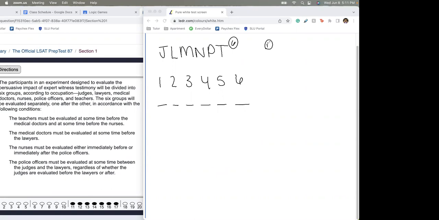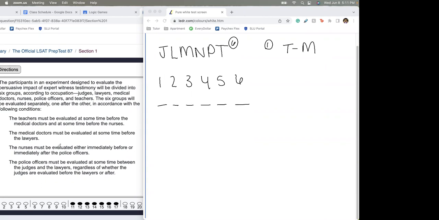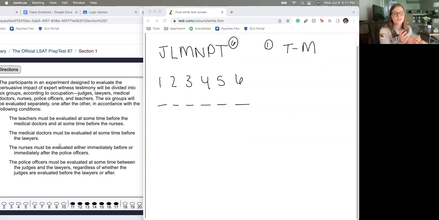I would say, so I would just put T, then M. So you got T before M, but there's like a second part to that rule. This rule kind of has like 2 rules in one. So take it part by part. So we know that T is going to be before M. What about N?